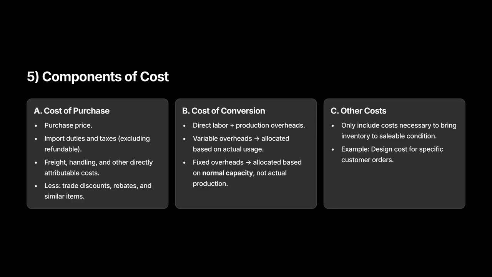Components of cost. Cost comprises three buckets. A. Cost of purchase: purchase price, import duties and non-recoverable taxes, transport, handling, and other directly attributable costs, less trade discounts and rebates. B. Cost of conversion: direct labor and production overheads. Variable overheads are allocated based on actual use. Fixed overheads are allocated on normal capacity, not on actual lower production.